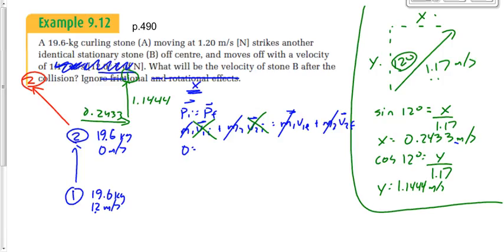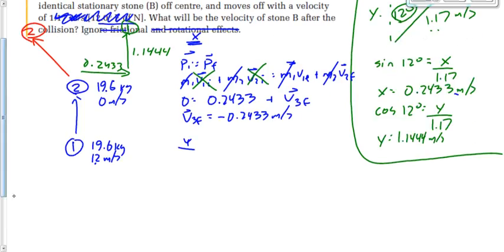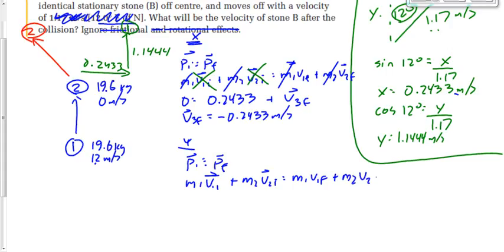So we're going to replace V1F with 0.2433, the x component of the velocity that we resolved, plus V3F. Well, this is really easy to solve for. V3F ends up being equal to negative 0.2433 meters per second. Now let's do the y components. PI equals PF. M1V1I plus M2V2I equals M1V1F plus M2V2F. Masses cancel.